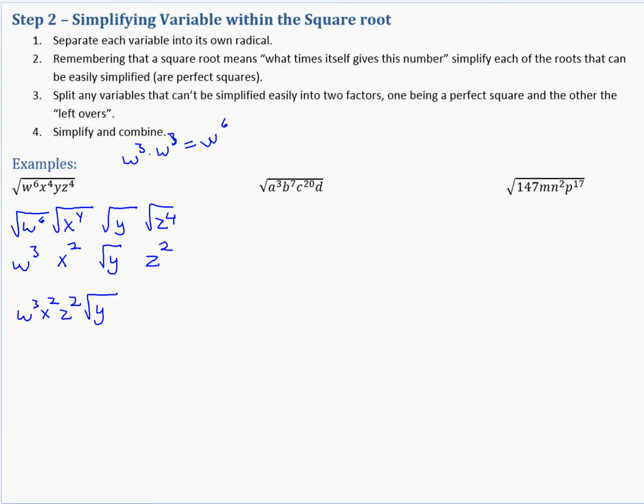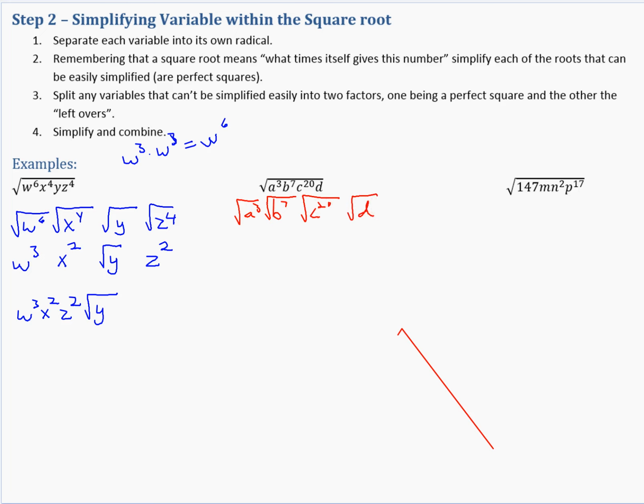So next one. We're going to do the same steps. We're going to separate this. This is a cubed times square root of b to the 7th times the square root of c to the 20th times the square root of d.